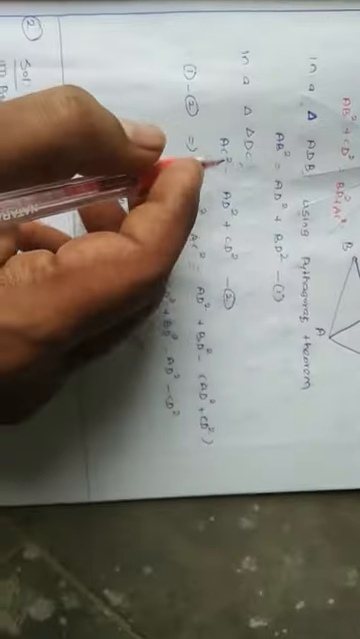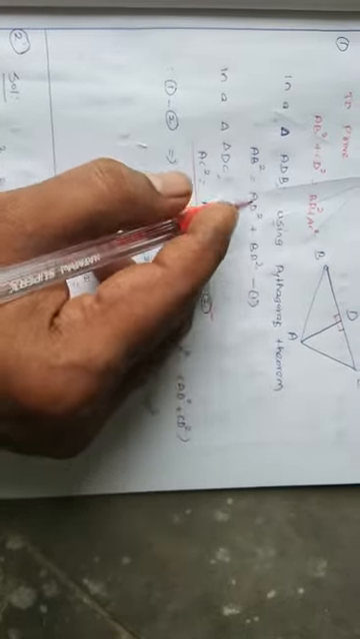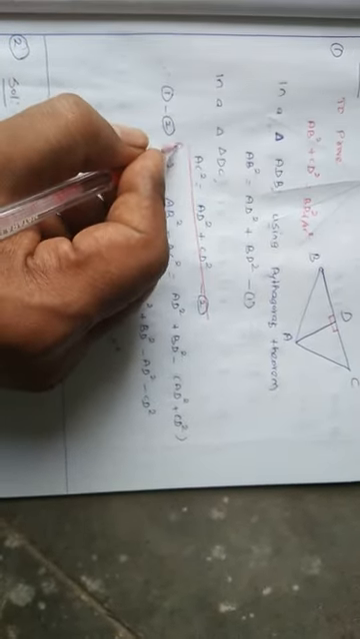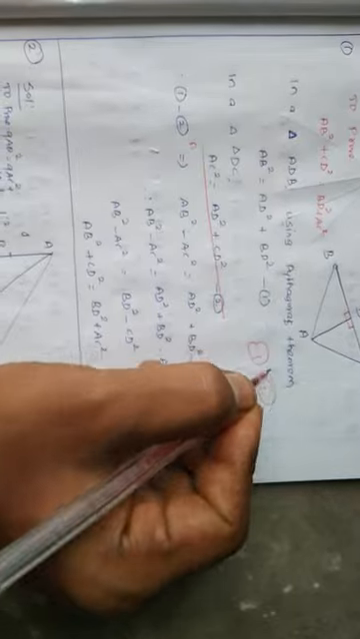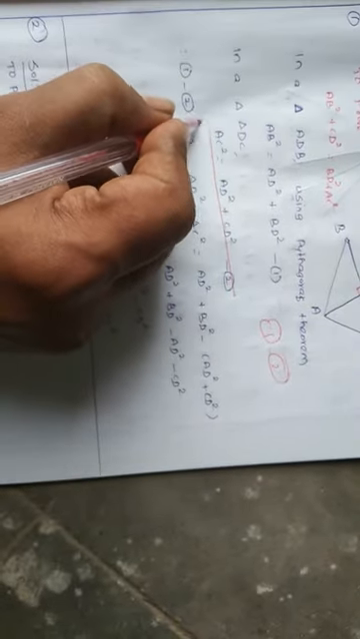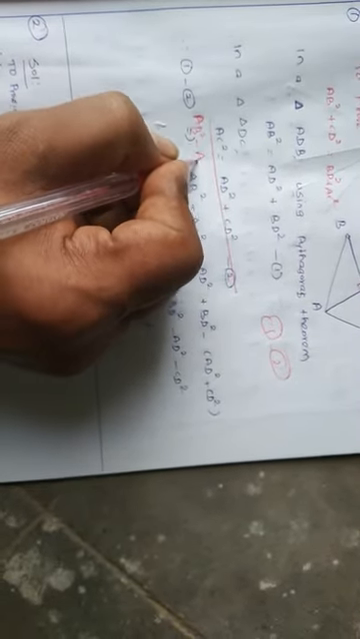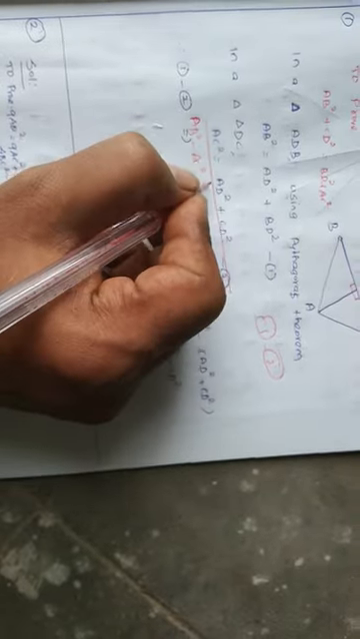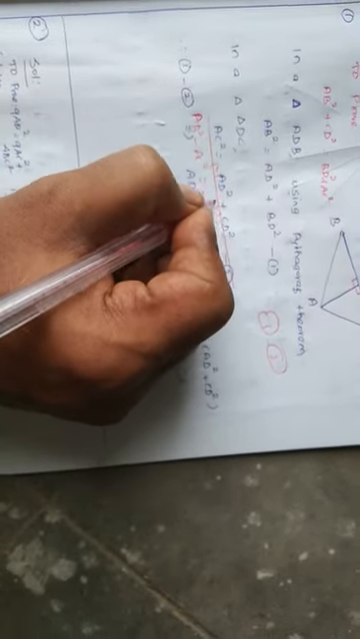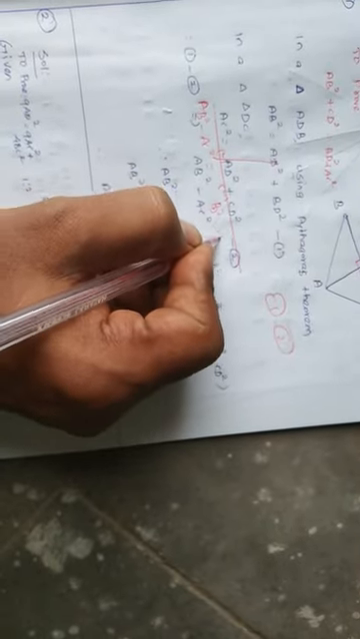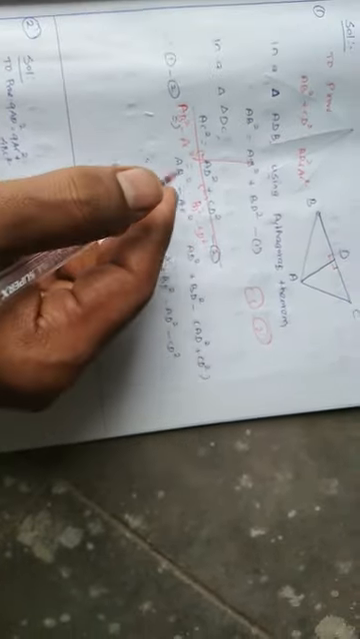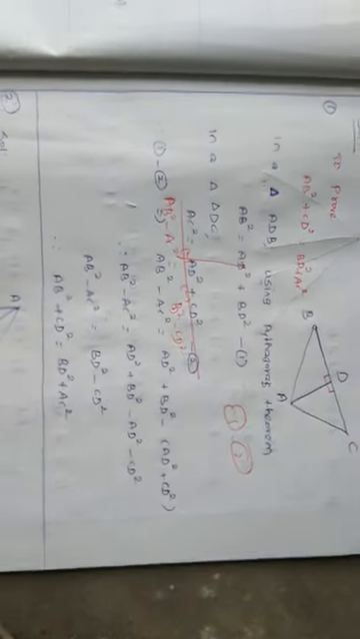Now another way, how can I write? Suppose we subtract the two equations, first equation minus second equation. AB squared minus AC squared equals, just change the sign, minus. So cancel this. So BD squared minus CD squared, like that you can also write, and after that rearrange as per the question. Right. Next problem.